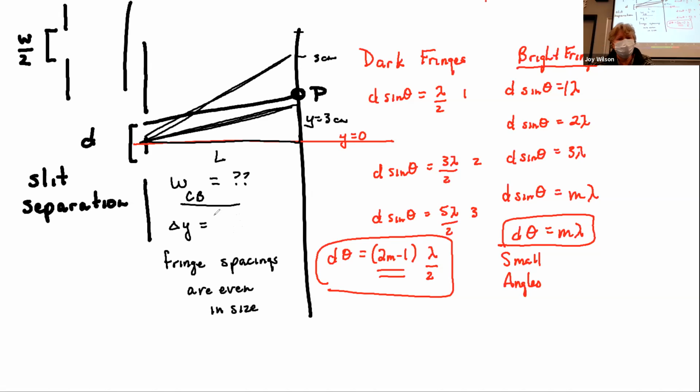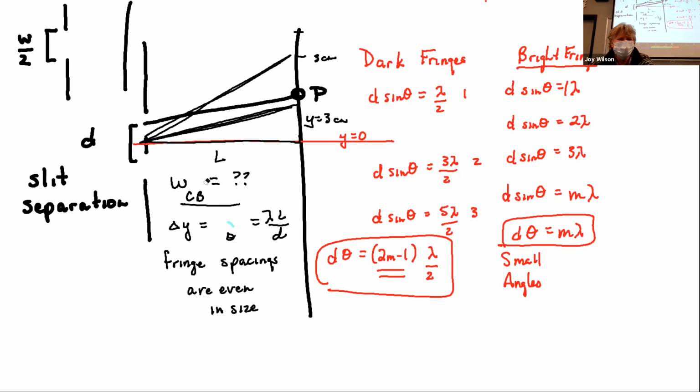So what we actually use here is lambda times L over your angle. Or the more common one is lambda L over your separations piece.